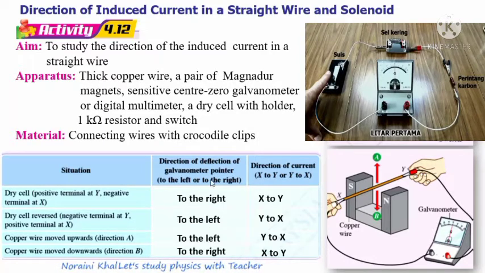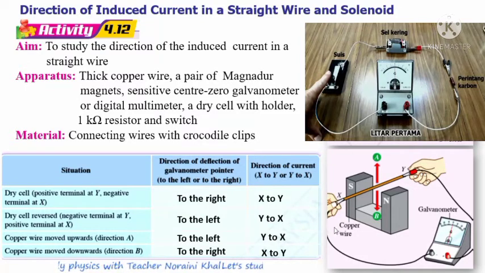So you must understand how the galvanometer pointer deflects in order to understand the next activity. The next activity is the copper wire moving upwards and then moving downwards. When the copper wire is moved upwards, in which direction does the galvanometer pointer deflect? How to determine the direction of current flowing in the circuit?